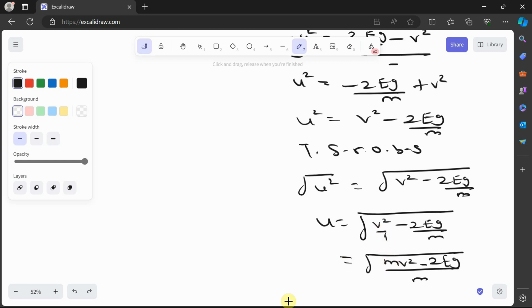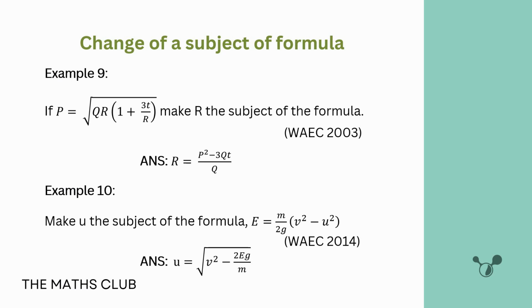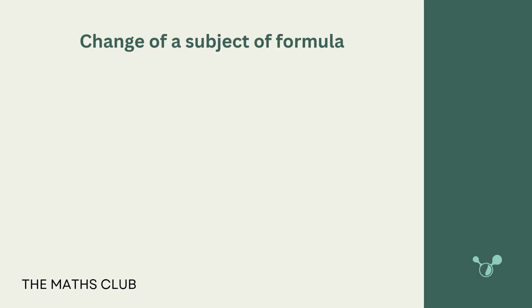Let's see if our answer is correct. Great. So we have u is equal to square root of v squared minus 2eg all over m. Hold on to you if you got it.